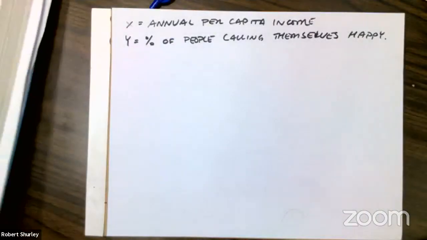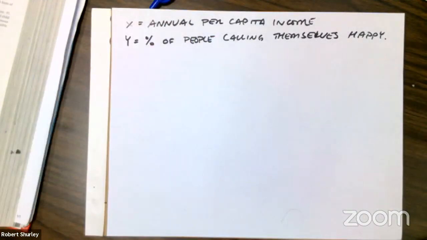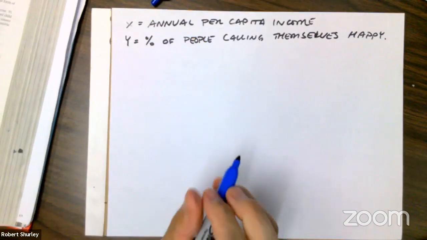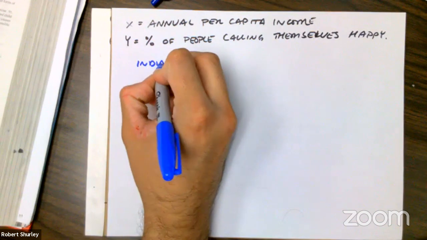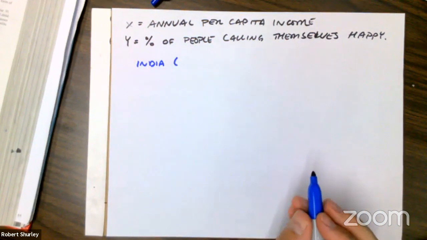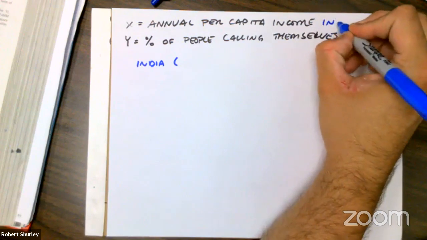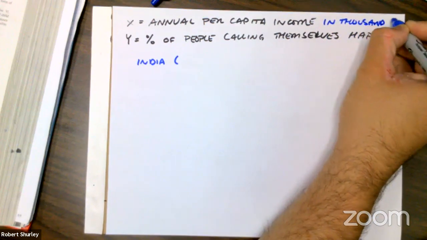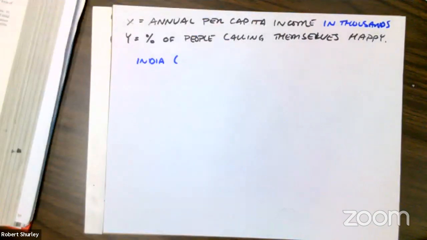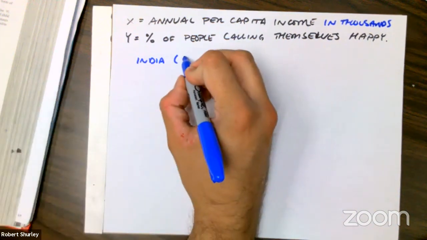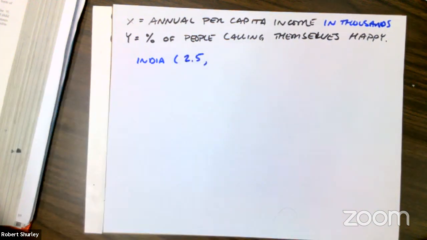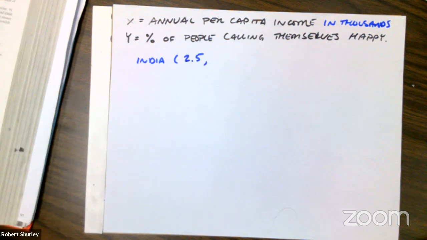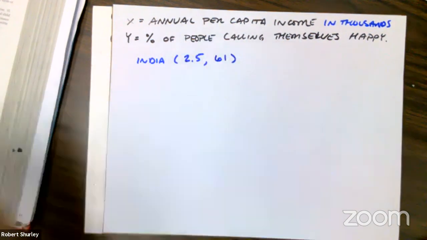So I'm going to choose two corners. I'm going to do this. And then you kind of make the line in pencil if you've got it. And I'll show you what I'm talking about. So if I was going to do that, I would choose like India. Now India, I'm going to write these in like the annual per capita income in thousands, so I can use smaller numbers. Okay. So if you look at India there, it looks like the annual per capita income is about 2.5. So I'm going to say 2.5 thousand or 2,500 really is what that is. But then the happiness is like 61. Okay, 61%.